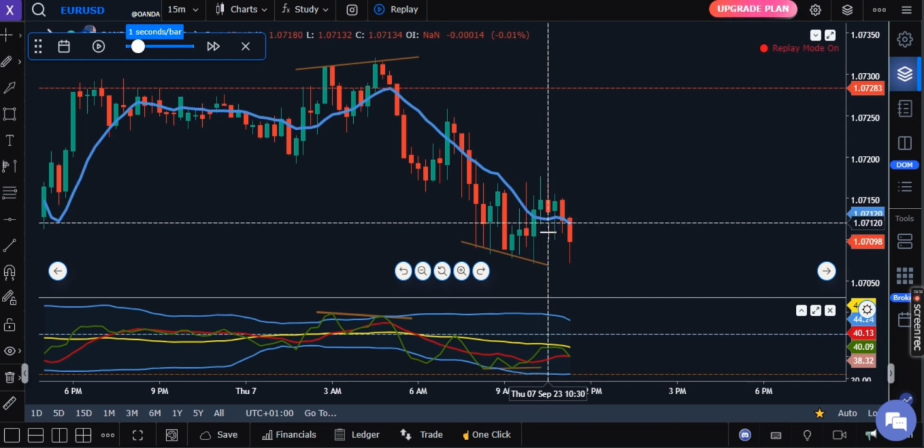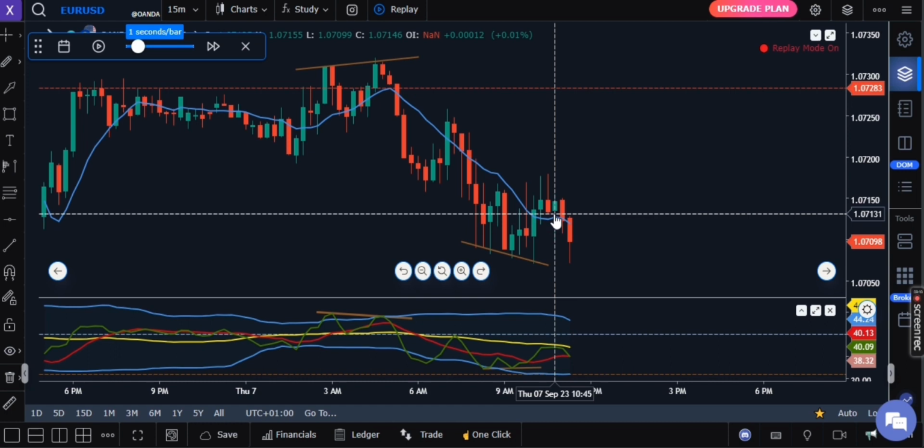The market must break the same 10 simple moving average. After breaking it, we want to see 2 more candles after that. I introduced this so that we can minimize our losses.